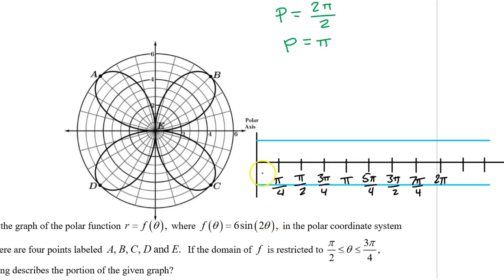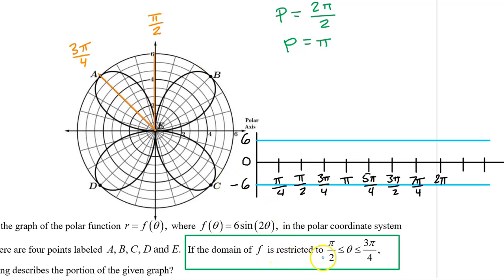There is no vertical shift, so the midline is 0. The a value of 6 tells us that the amplitude is 6, so 6 above 0 is a maximum of 6, and 6 below 0 is a minimum value of -6. If the domain of f is restricted to the interval from pi over 2 to 3 pi over 4, on the polar graph, we are talking about the interval that goes from here to here. We have memorized that one period of the sine function looks like this. We can draw more if we need to, but this may be enough.